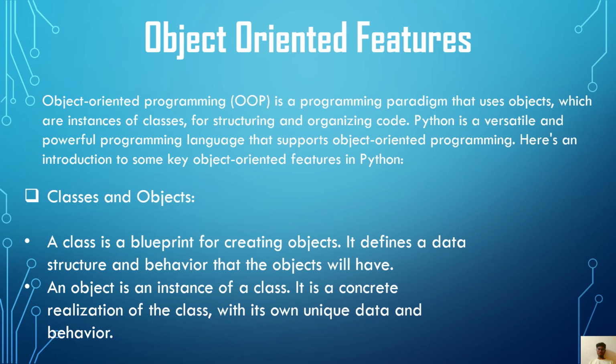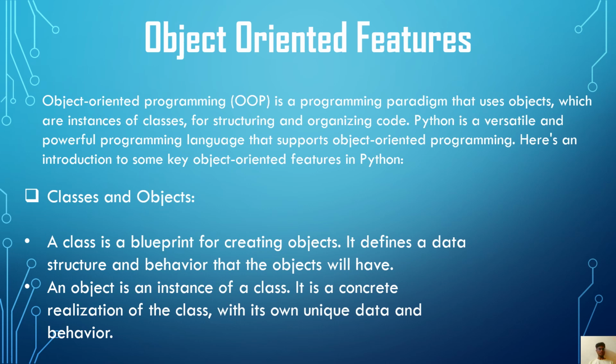Object-oriented programming is a programming paradigm that uses objects, which are instances of classes, for structuring and organizing code. Python is a versatile and powerful programming language that supports object-oriented programming. Here is an introduction to some key object orientation features in Python.